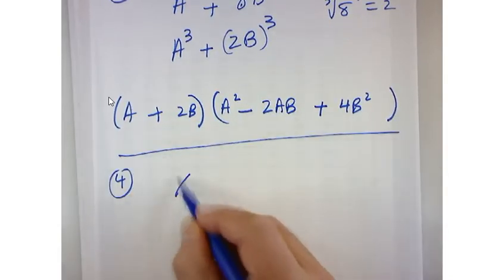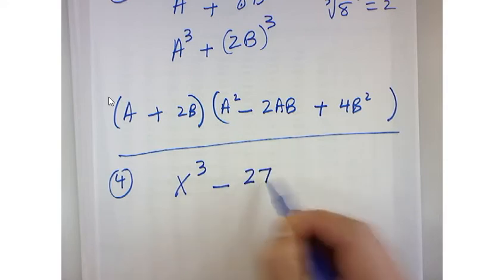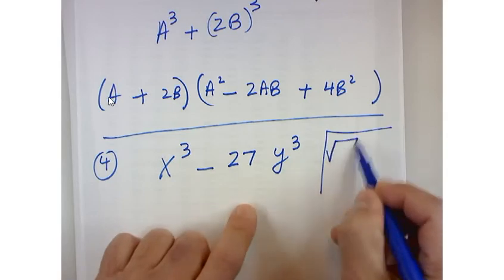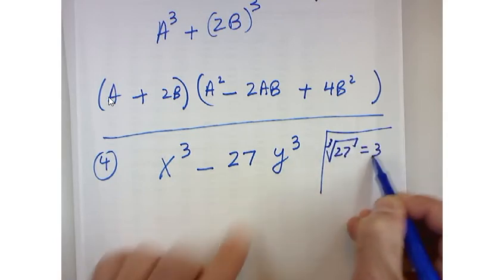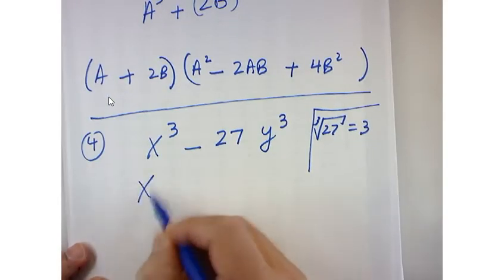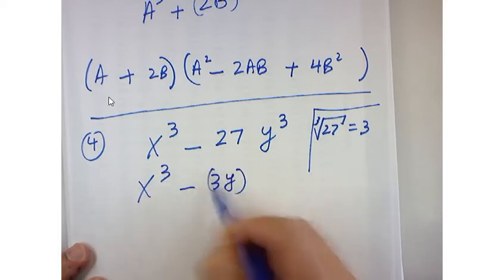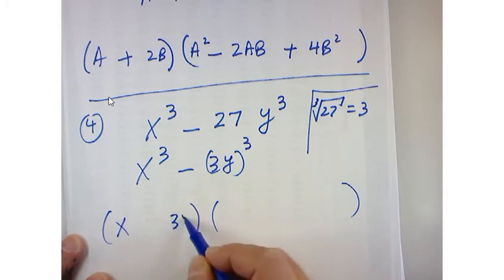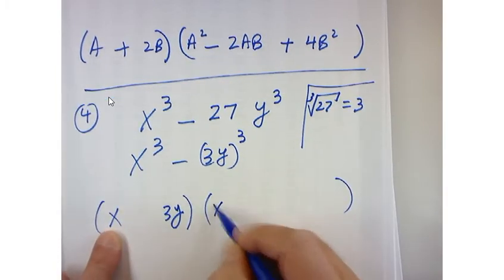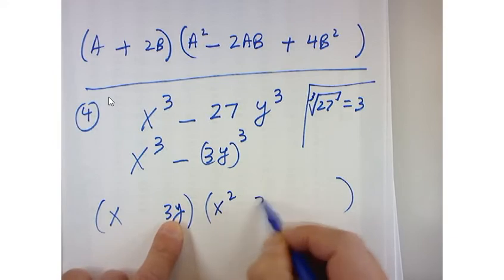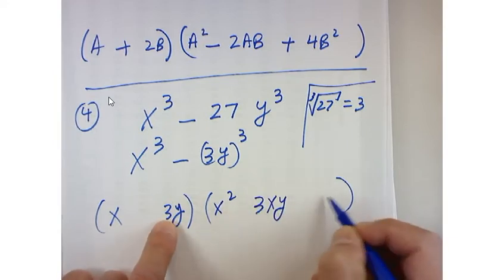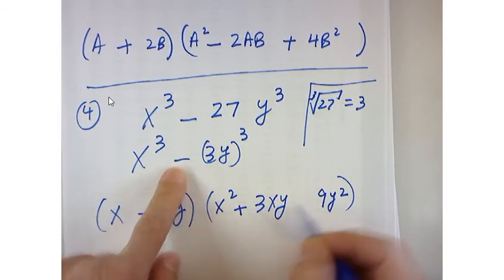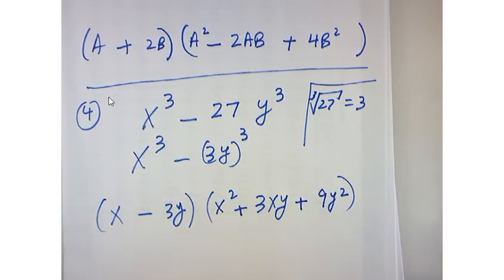x cubed minus 27y cubed. Again, this is a cube, this is a cube, and 27 is a cube because when you cube root it, you get 3. So x cubed minus (3y) bundled together cubed. Again, you write what you see, x and 3y. You square, you multiply x and 3y, you get 3xy, and then you square the 3 and you get 9. And then same, opposite to that, and always plus.